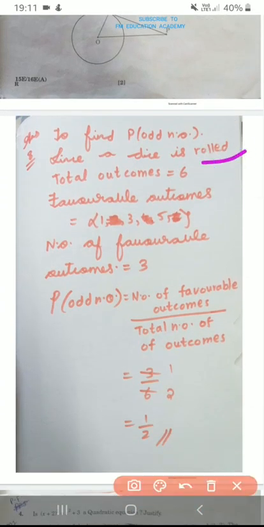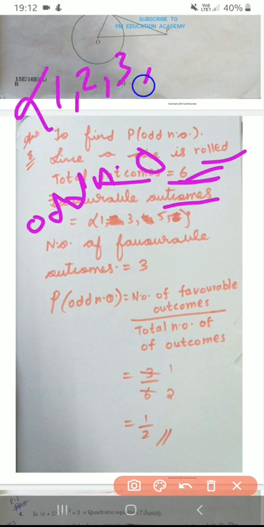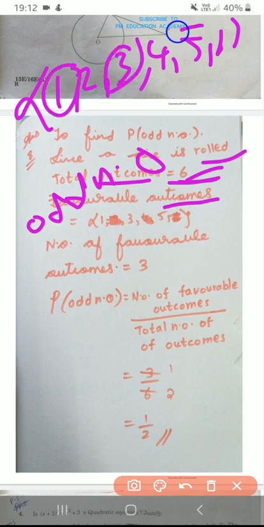Since a die is rolled once, what is the total number of outcomes? 6, because the die has 6 faces. So it is rolled one time means it will be 6. Now what are the favorable outcomes? Favorable outcomes are nothing but the odd numbers which we get. How many are odd numbers in a die? We know the total faces are 1, 2, 3, 4, 5, 6. How many are odd in this? 1 is odd, 3 is odd, and 5 is odd. So favorable outcomes are 1, 3, 5.